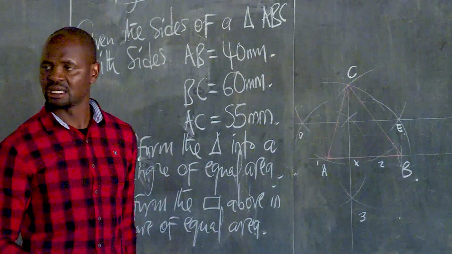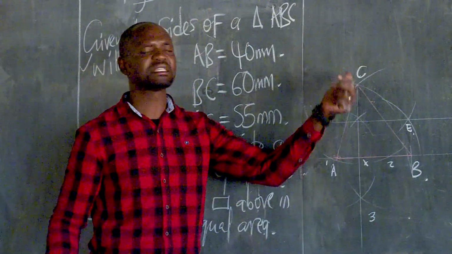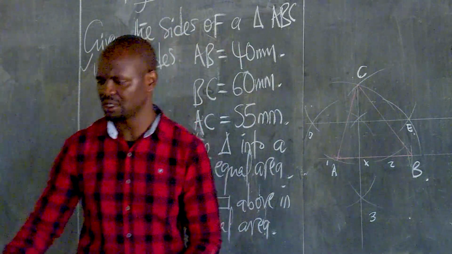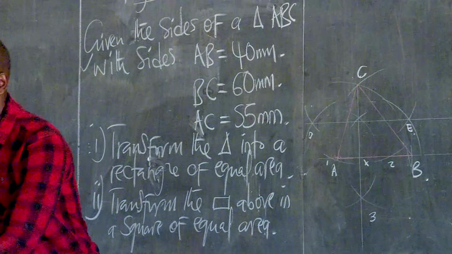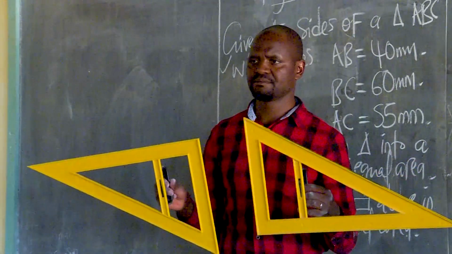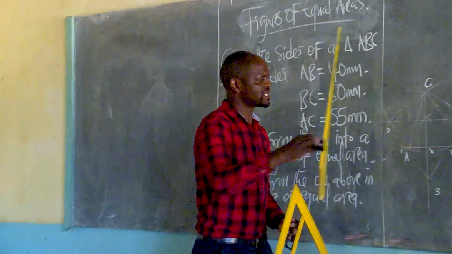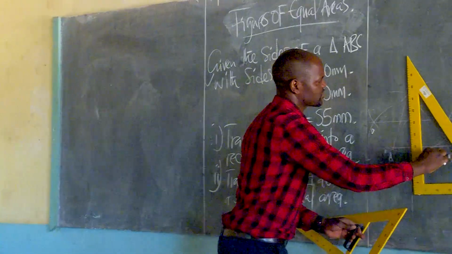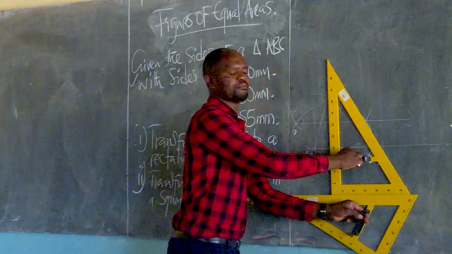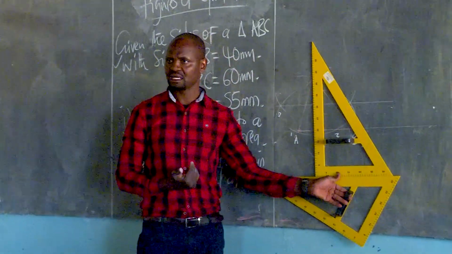Are we together? Yes, sir. So, in simple terms, you draw a line parallel to line DE. How to draw a parallel line is very simple. Get your pair of compass. Put this one in line with this line. Then put this one flashing here. Are we together? Yes, sir.